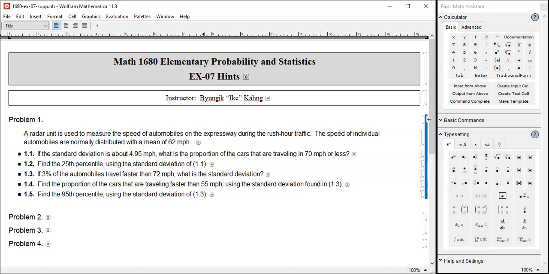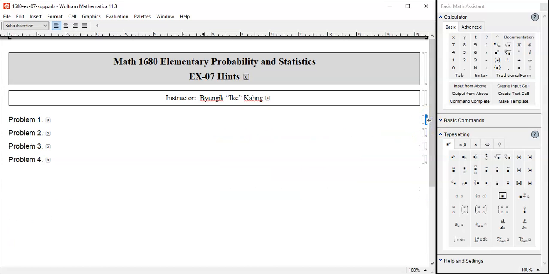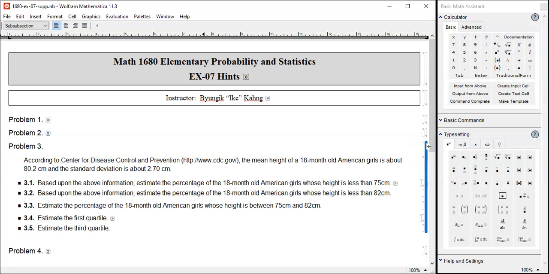Okay, here's the problem, and this problem is about normal distribution. The problem explicitly said normally distributed, and the mean is 62 and the standard deviation is 4.95. Problem 1 is about proportion or probability, and problem 2 is about percentile. One is forward and the other is backward problem. I don't want to exhaust these required problems, so let's go to exactly the same problem in a different setting, with different numbers. It's exactly the same.